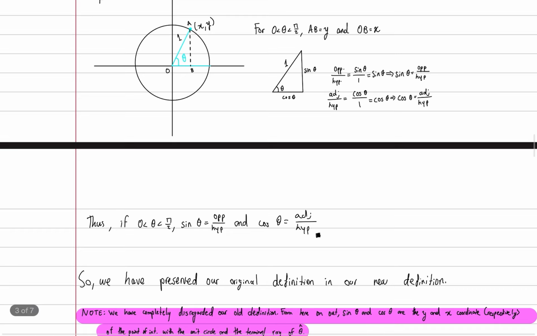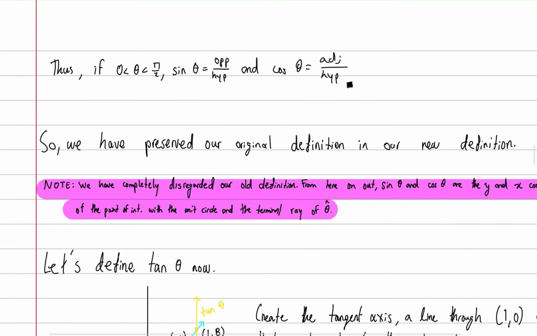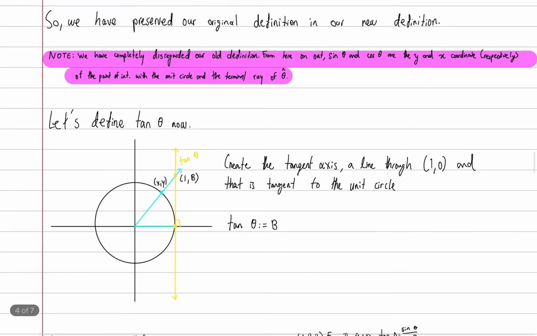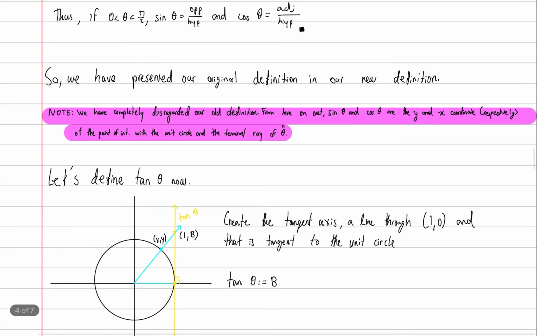So it works. We've preserved our original definition with our new definition, and from here on out, we're going to kind of forget we ever learned that, per se. I mean, no more using SOHCAHTOA. We're only going to be using the geometric definition on the unit circle. This is just a property that we've proven, and it only works between 0 and pi over 2.